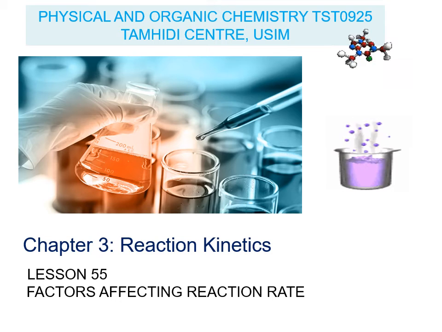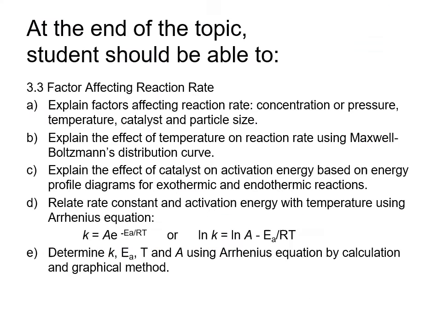Lesson 55, Factors Affecting the Reaction Rate. Today we need to explain factors affecting reaction rate, which consist of pressure, concentration, temperature, catalyst, and particle size. We also need to explain the effect of temperature on the reaction rate using the Maxwell-Boltzmann distribution curve.